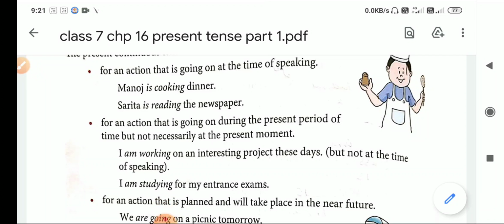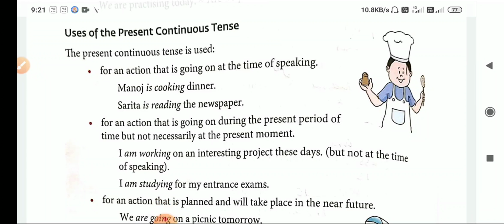The present continuous tense is used first for an action that is going on at the time of speaking. When I speak about the action that is going on, we have to use the present continuous tense. Manoj is cooking dinner. Sarita is reading the newspaper. So the action is going on when we speak about the action.